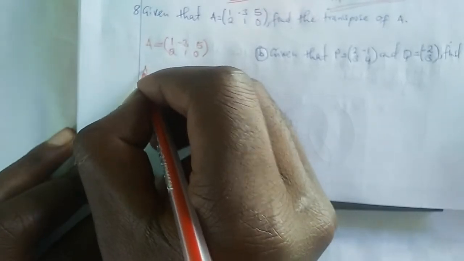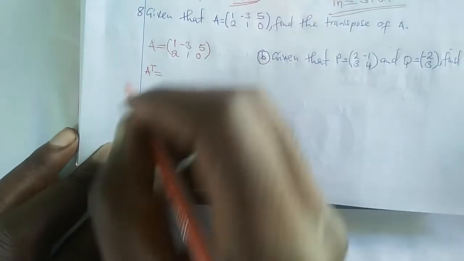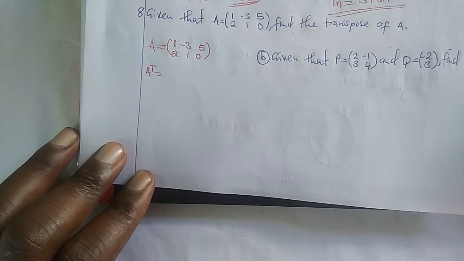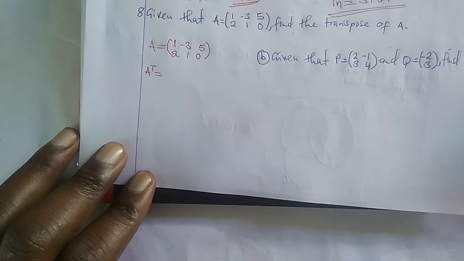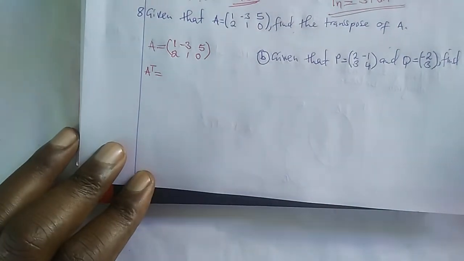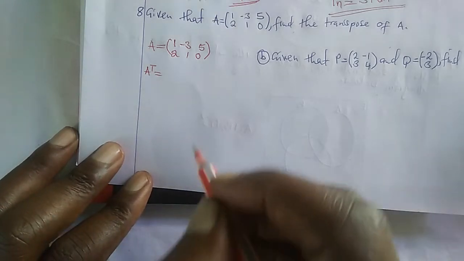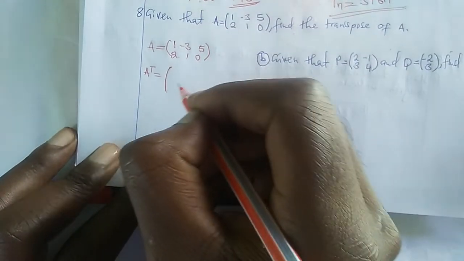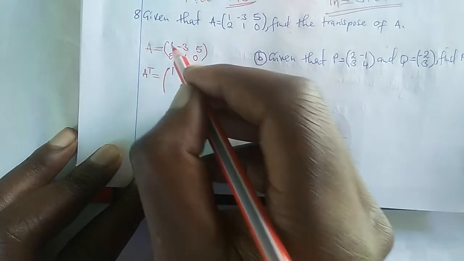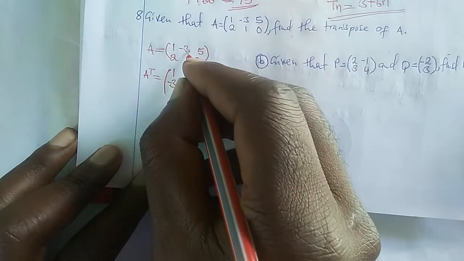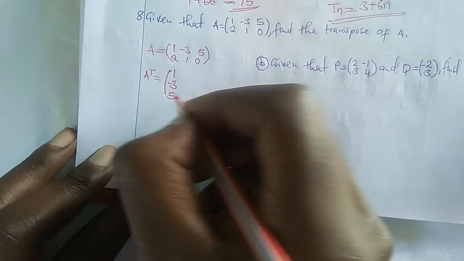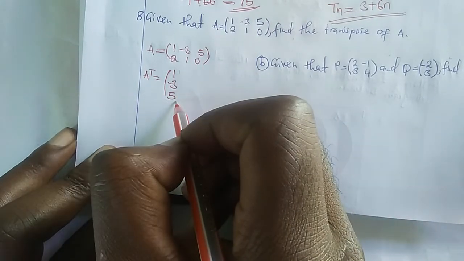Then we say A transpose is equal to. When you're writing a transpose of any matrix, what you need to do is change the columns, they become rows, and the rows become columns. So in this case, we're going to write 1, which is this one, then negative 3, then 5. As you can see, this is a row, it has become a column.